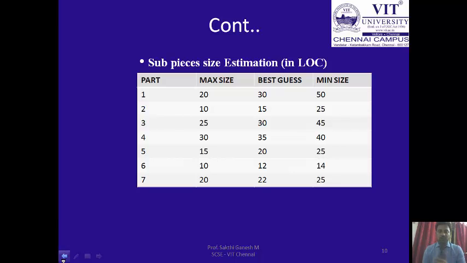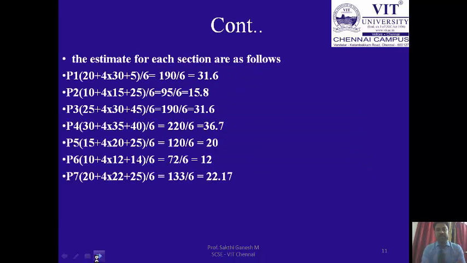We'll divide the project into so many sub pieces, and these pieces are calculated in different formats like max size, min size, and best case based upon the accumulated best fit values. And this can be done by comparison with previous projects, or by calculating the LOC, or by dividing the project into so many pieces. So the estimates for each section are as follows.